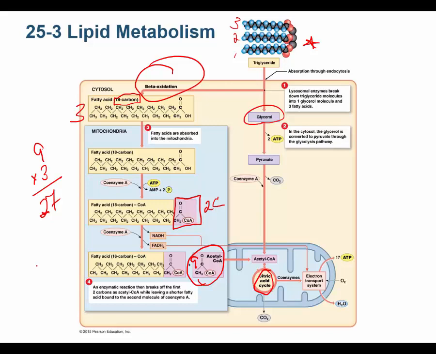Now think about that. A glucose molecule gives you 2 acetyl-CoAs. A glucose molecule is broken down into 2 pyruvates in glycolysis. Each pyruvate is converted to acetyl-CoA. So a glucose molecule gives you 2 acetyl-CoAs. One triglyceride gives you 27. So you can see that one triglyceride holds much more energy than one glucose molecule. All right, so that's beta oxidation.